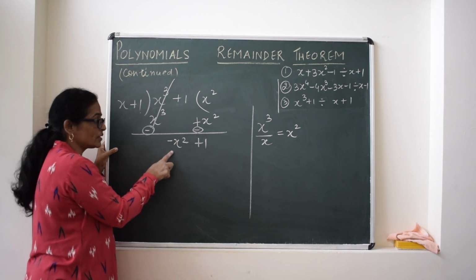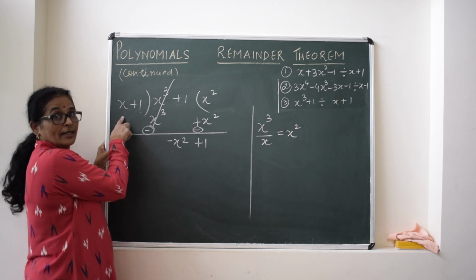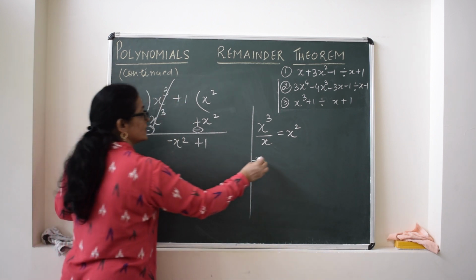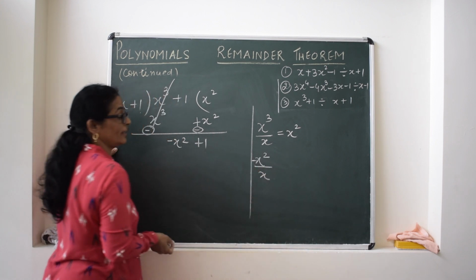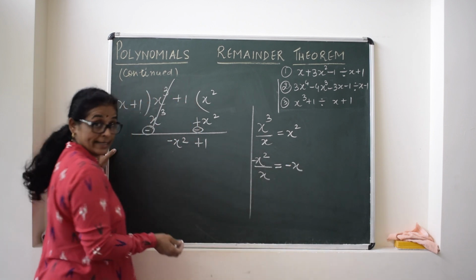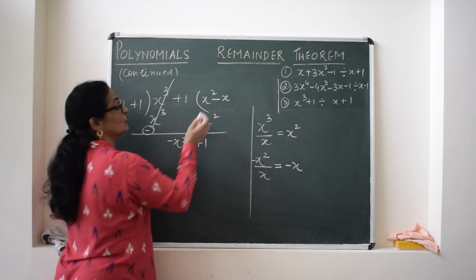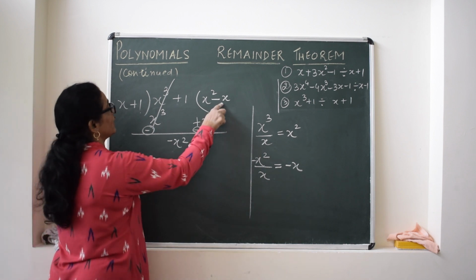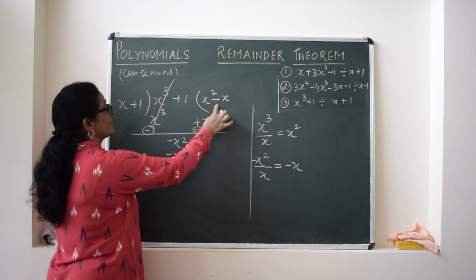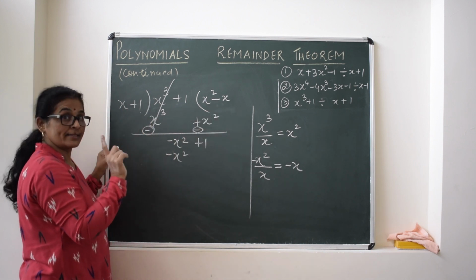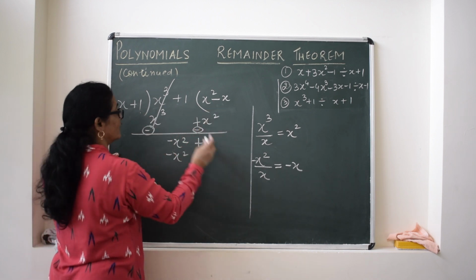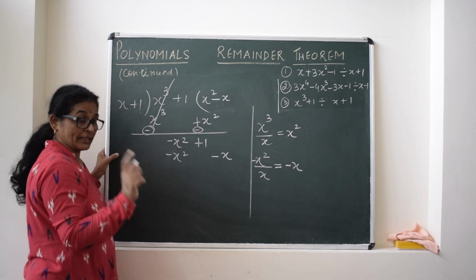The method is the same. The first term of the new dividend is to be divided by the first term of the divisor. So minus x square divided by x will give us minus x. So that will become the next term of the quotient. So minus x into x will be minus x square. Minus x into plus 1 is minus x. Again there is no x type of term, so we will write it as minus x separately.